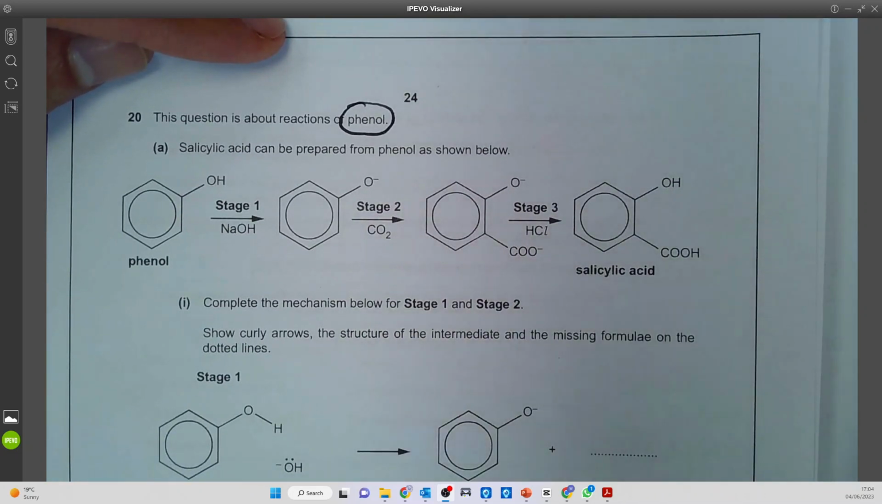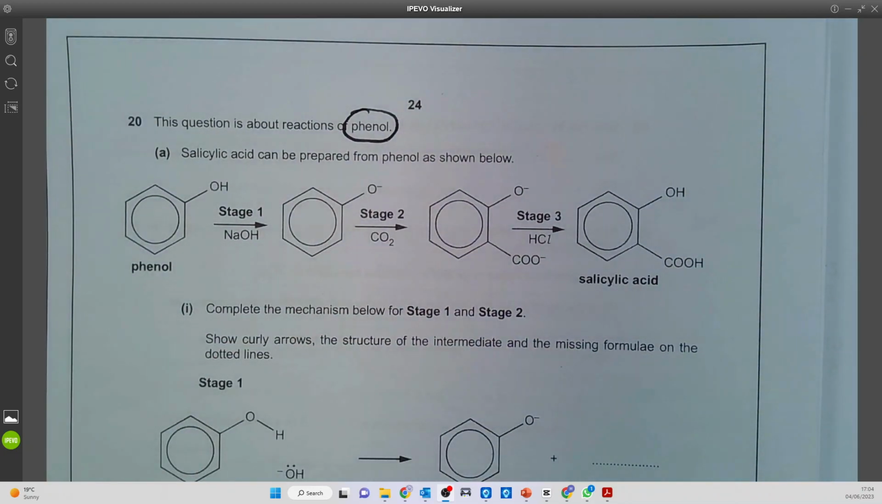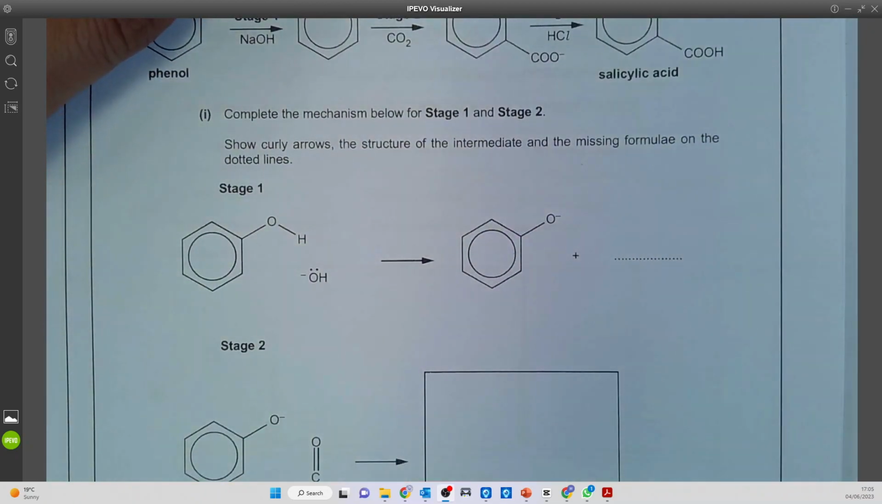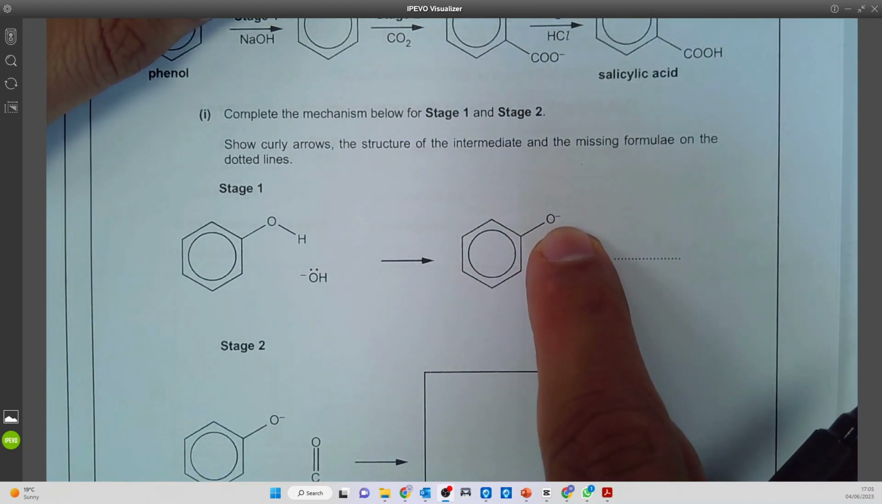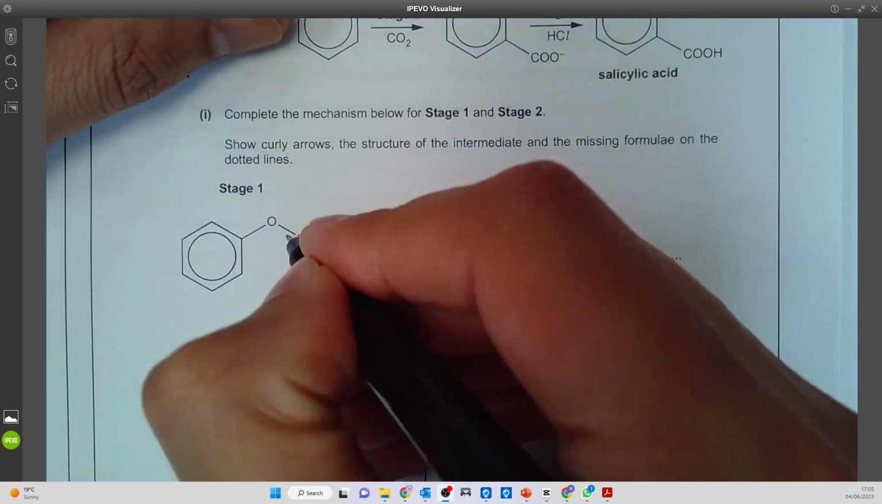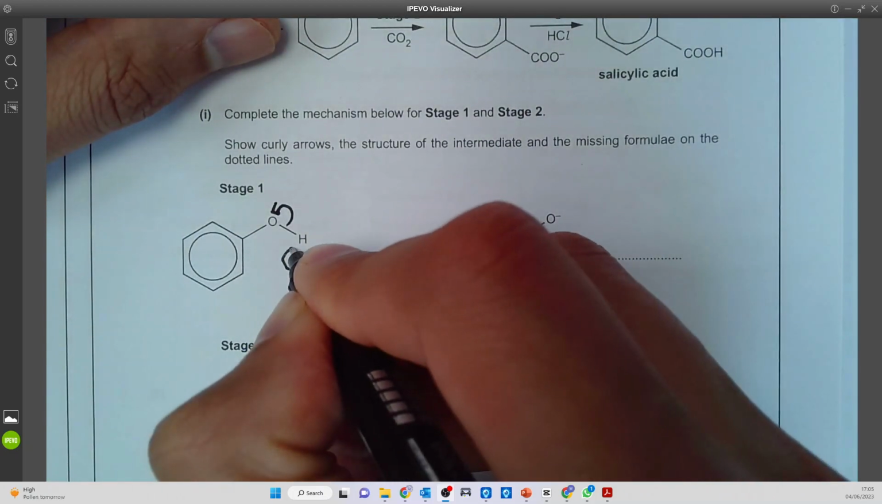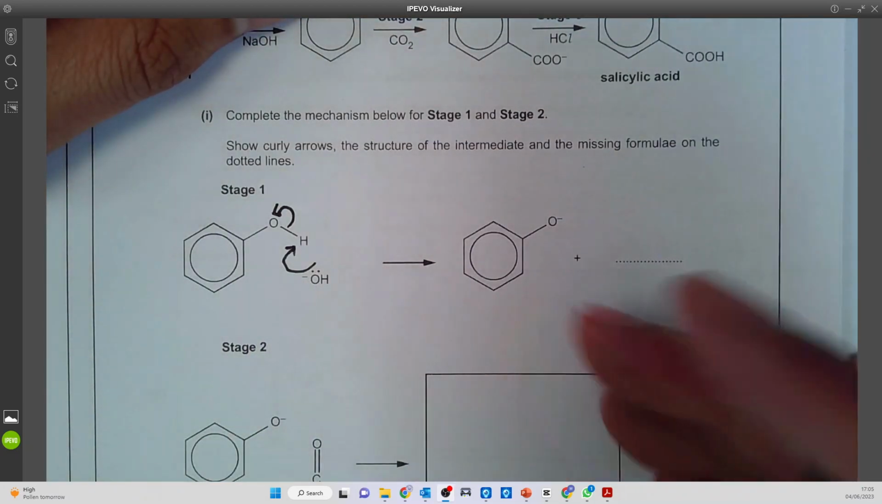Okay, so now let's quickly have a look. It says complete the mechanism below to show stage 1 and stage 2. Show curly arrows, the structure of the intermediate and the missing formulae on the dotted lines. What am I doing here? Am I reacting it with this? I know this has formed minus, so this means it has got an extra electron. Agreed? So it will accept electrons from this bond, and then this lone pair will be given to this. Are we happy with that bit? Yeah. As a result of this, you'll have this plus H2.